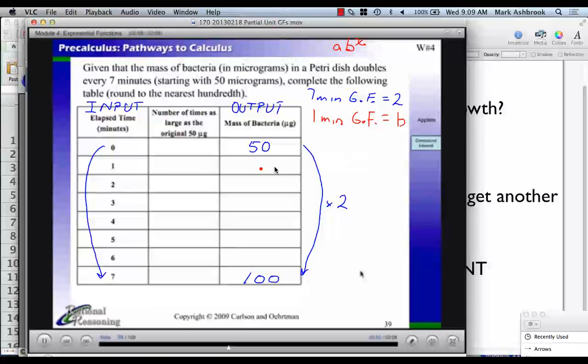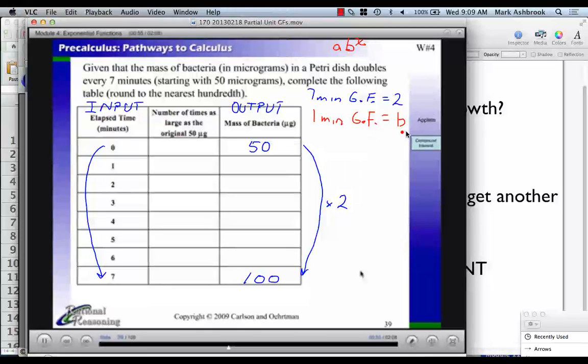So how can I express the mass of the bacteria after 1 minute? How can we use what we've got so far and express what the mass of the bacteria after 1 minute would be? Yes, sir? He wants 50 times b. What do you think? Agree with that or something else? Yeah, Alex? I want to express this mass in what we have so far. So what do we think about 50 times b?